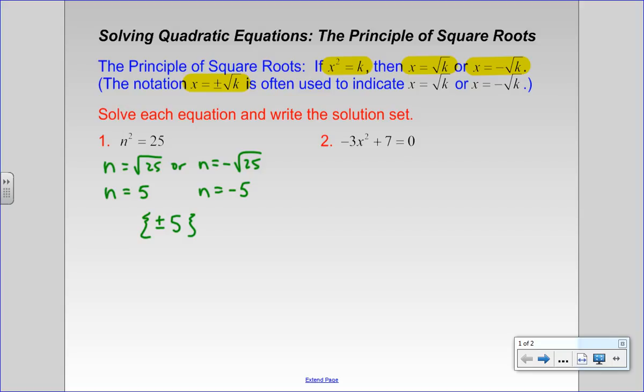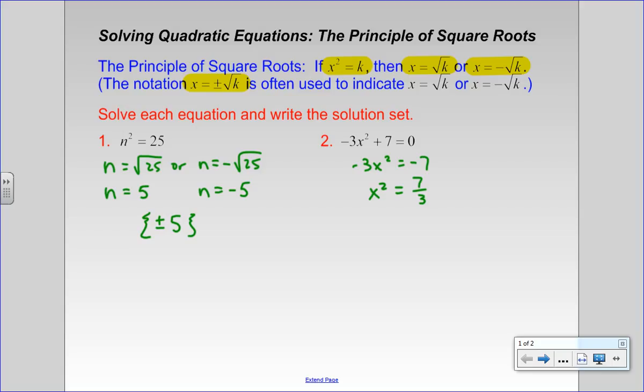Let's look at the second example. In this case, we have negative 3x squared plus 7 equals 0. This binomial on the left-hand side is prime. It cannot be factored. So we can't use the zero product principle to solve this quadratic equation. Instead, we'll use the principle of square roots. First, let's isolate the x squared. Let's subtract 7 on both sides. And then let's divide both sides by negative 3 to obtain x squared equals 7 over 3.